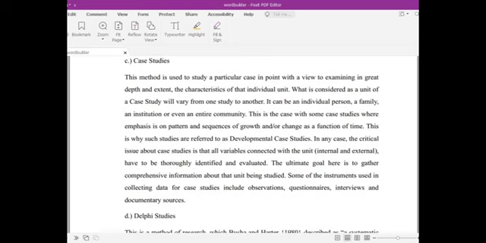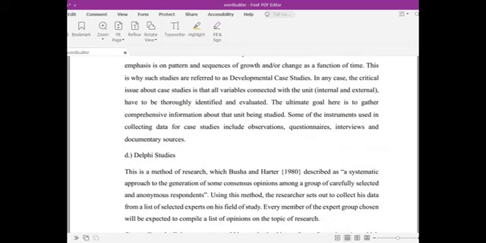They have to be thoroughly identified and evaluated. The ultimate goal here is to gather comprehensive information about that unit being studied. So you have to really do thorough work on it in order to get comprehensive information, not just brief information. It has to be very comprehensive. You have to get enough about that particular unit.